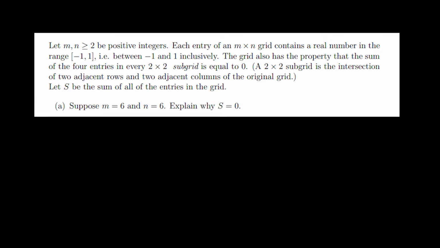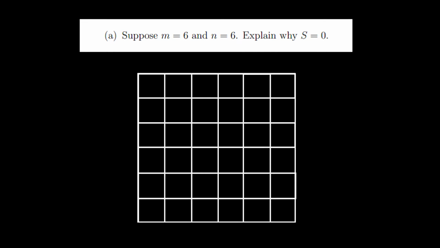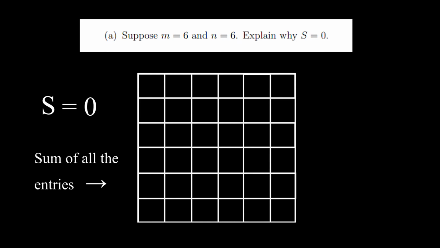Question A asks us that suppose both m and n are equal to 6. Explain why S, which is the sum of all of the entries in the 6x6 grid, is equal to 0.